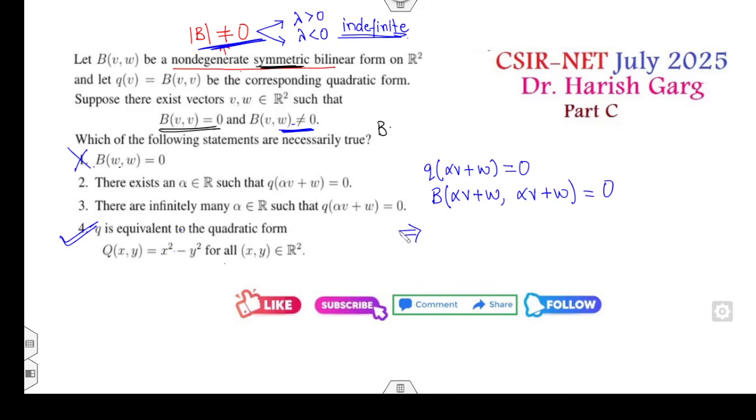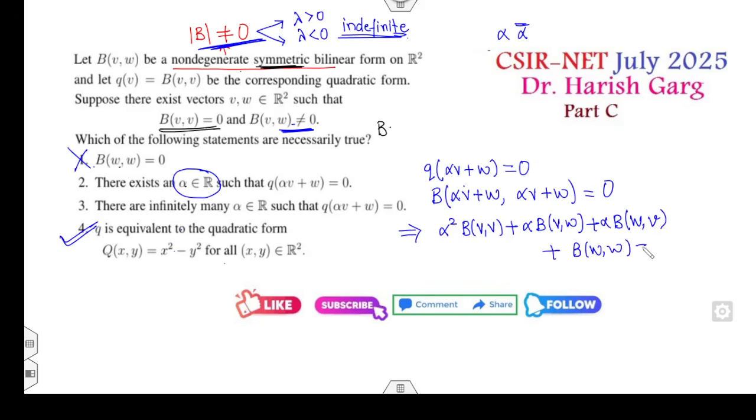Now you can open them. Make sure alpha belongs to the real numbers. The first part will be alpha squared V of v comma v. If it were a complex number, then it would be alpha into alpha complex conjugate. Second, alpha is outside, V of v comma w. Third is alpha again common, V of w comma v, and the last part is V of w comma w.